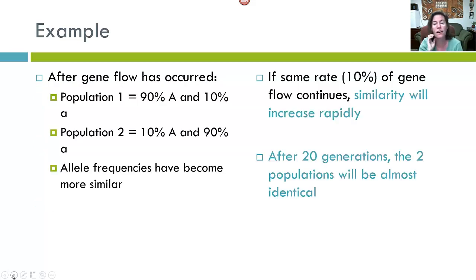Well, after gene flow has occurred, population 1 is going to be 90% dominant alleles and 10% recessive alleles. Population 2 is now going to have 10% dominant alleles and 90% recessive alleles. The allele frequencies have become more similar. If this same rate of 10% of gene flow continues, the similarity between population 1 and population 2 is going to increase rapidly. After 20 generations, the two populations will be nearly identical.